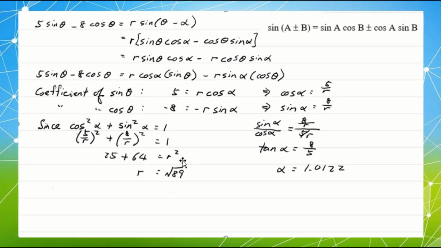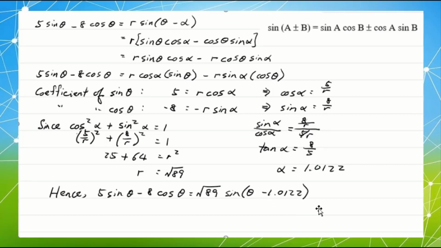Therefore, now we substitute back the value of r and alpha into the equation to complete it. So 5 sine theta minus 8 cos theta is equal to r, which is square root of 89, sine of theta minus alpha, which is 1.0122. So for the first part of the question, this is the answer.